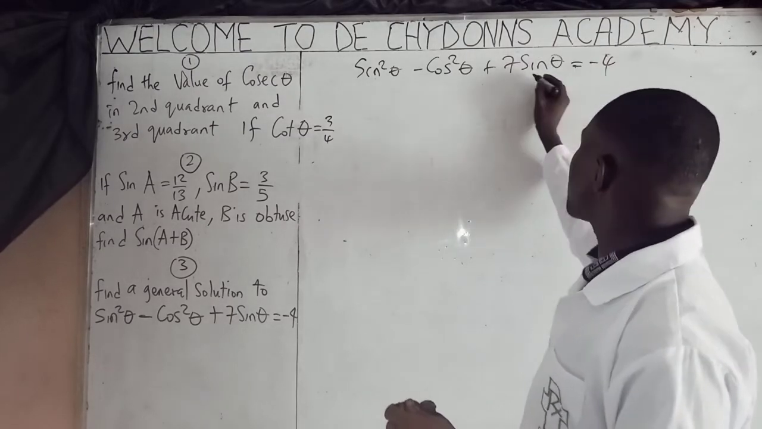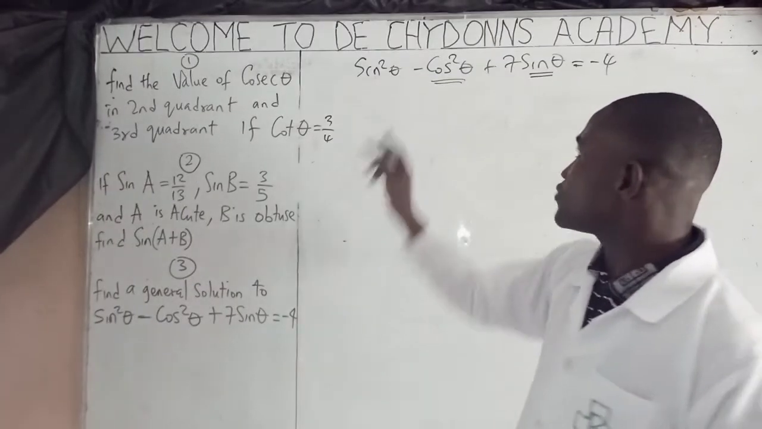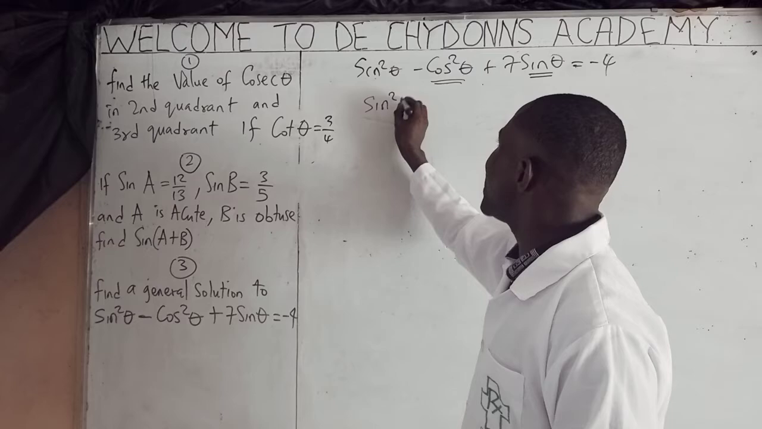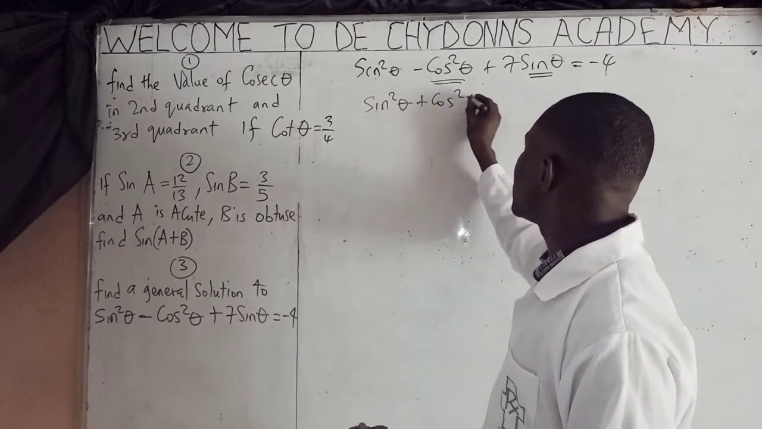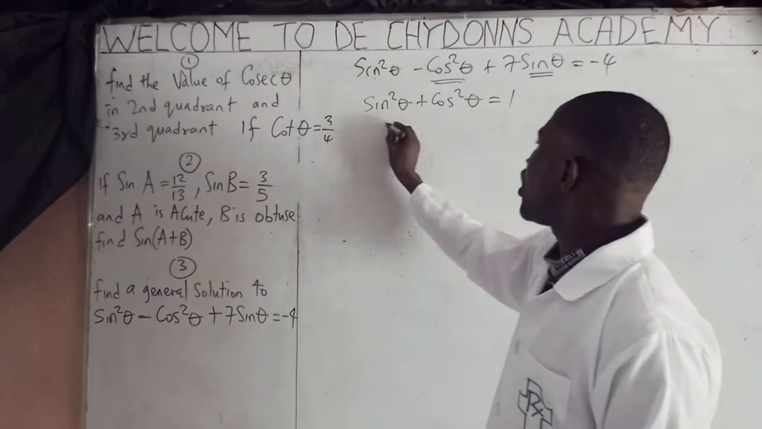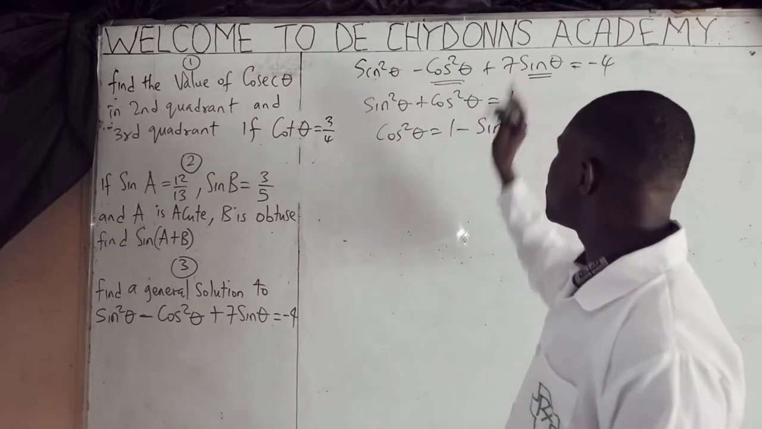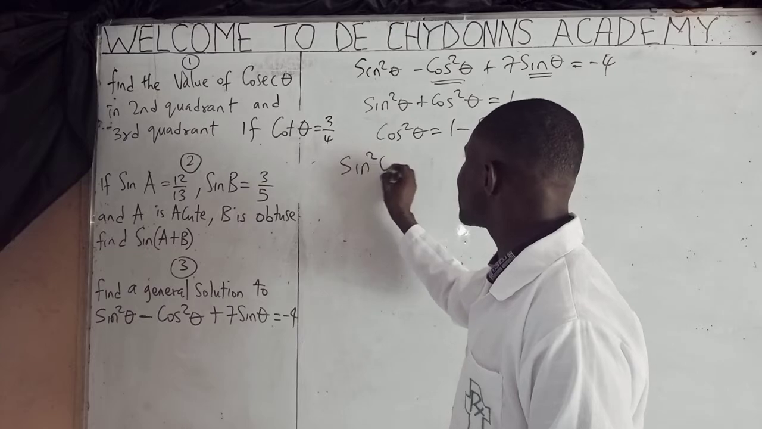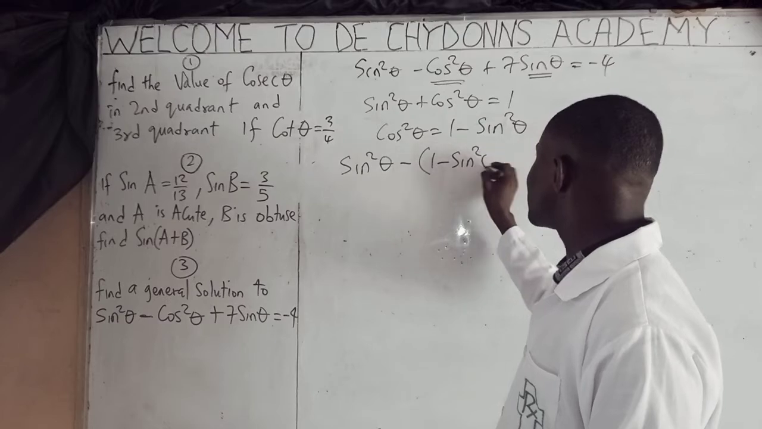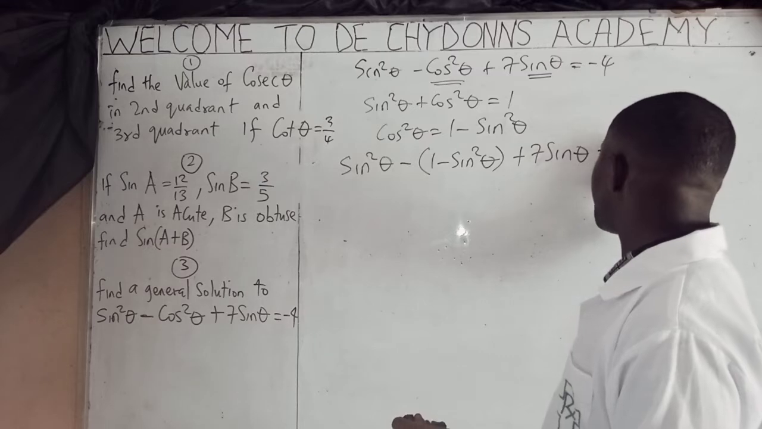Now, because we have sin theta here, please convert cos squared theta to be in form of sine. Remember that sin squared theta plus cos squared theta is equal to 1 from our first derivation in trigonometry. So, cos squared theta will be equal to 1 minus sin squared theta. So, we replace. We say sin squared theta minus bracket, 1 minus sin squared theta, then plus 7 sin theta equal to minus 4.